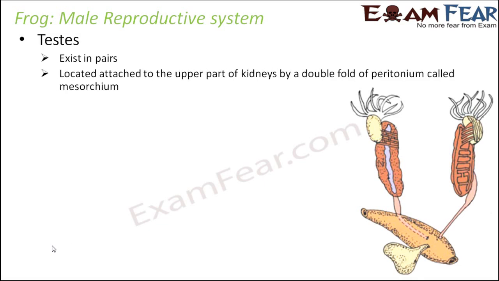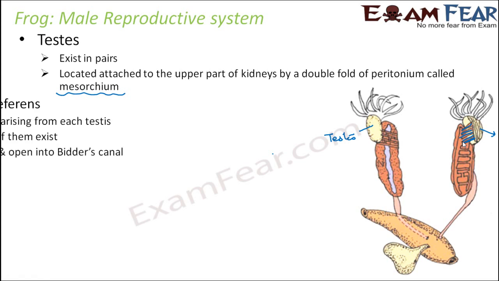We'll start with testes. So where are the testes located here? They exist in pairs, as I said before also. They produce the sperms. They are located attached to the upper part of kidneys by a double fold of peritoneum called mesorchium. So these are the testes. You have them in pairs, and they are located in the upper part of the kidneys and connected to the kidneys by this double fold of peritoneum. So this is your mesorchium, and this is the location of the testis.